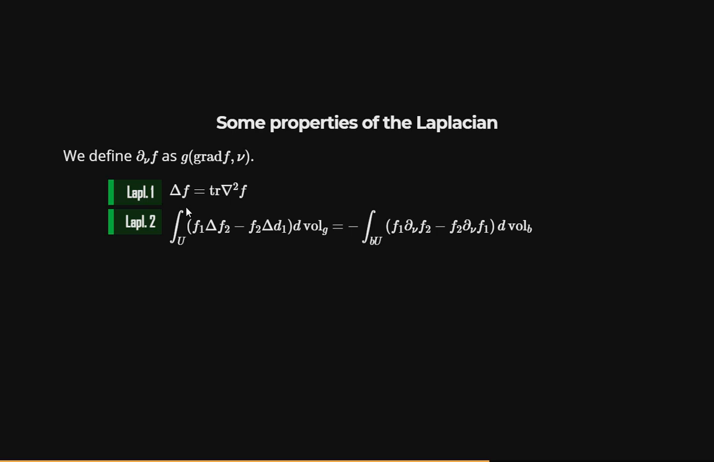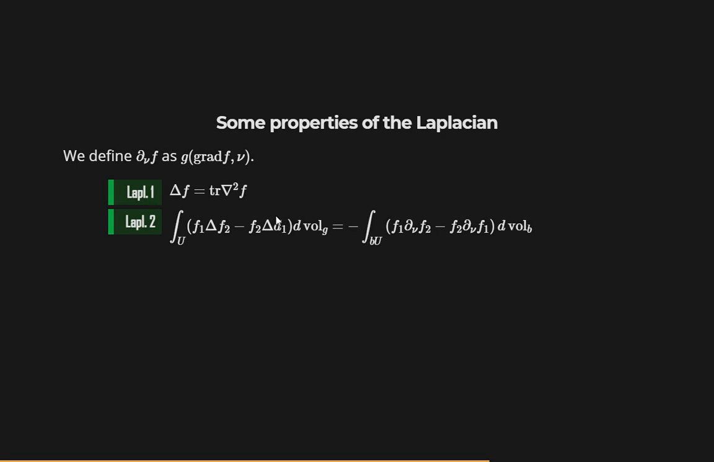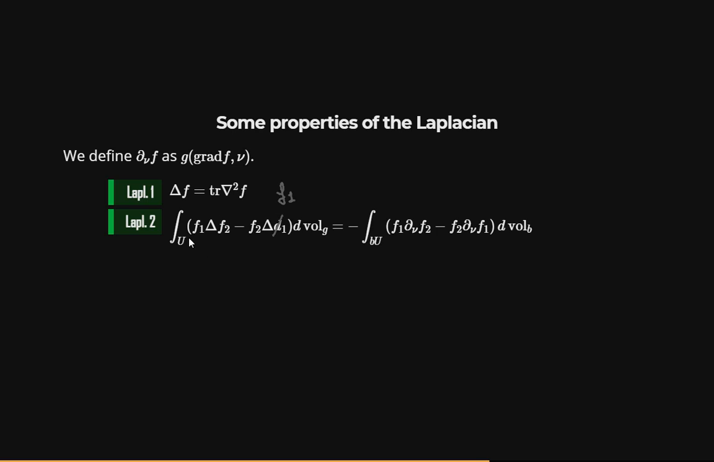Secondly, the Green formula. If you consider two functions, f1 and f2, the integral over U of f1 Laplacian f2 minus f2 Laplacian f1 in the volume is minus the integral over the boundary of f1 normal derivative of f2 minus f2 normal derivative of f1, in the one-dimensional volume on the boundary. This is just the Green formula on a manifold.